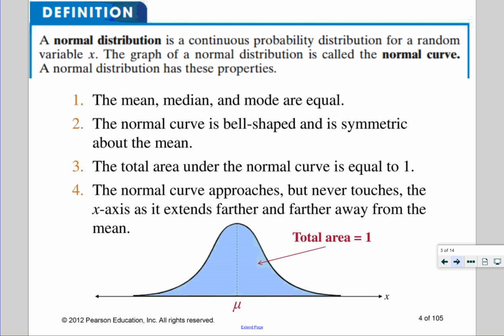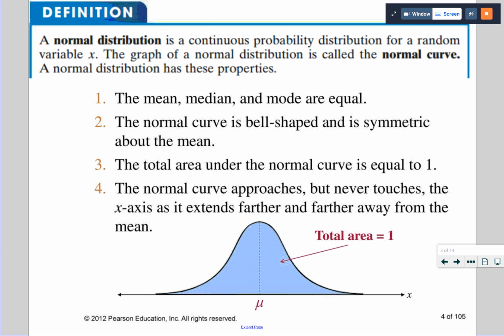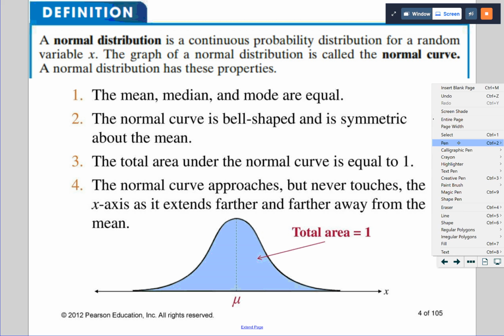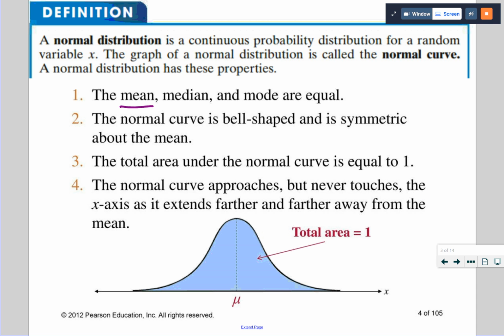There are some properties listed here about our normal distribution and our normal curve. Number 1, your mean, median, and mode are all the same, and they're all where that mean is in the picture, right in the middle. It's your line of symmetry. It is bell-shaped and it is symmetric about the mean. So you're going to see symmetry always where that line is.